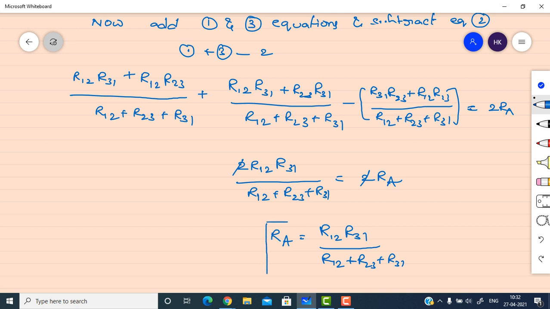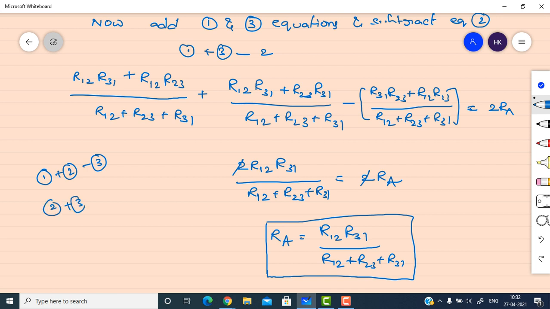This is the equation for RA. Similarly, we can write the equations for RB and RC with the same procedure. Here we add 1 plus 3 minus 2. Next, add 1 plus 2 and subtract the third equation. And add equations 2 and 3 and subtract equation 1. You will get the remaining RB and RC equations. So this is the derivation; similarly you can write the equations for RB and RC.